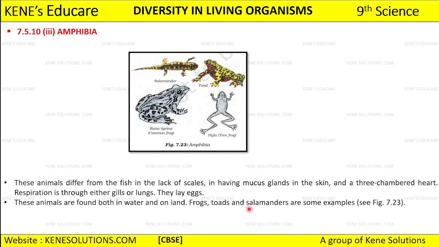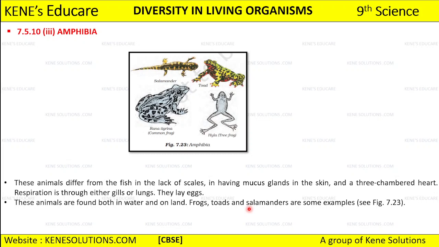Remember about them that their heart is three-chambered. They have a mucus gland in the skin, and their body doesn't have scales. Respiration takes place through gills or lungs, and they lay eggs. And amphibians are found in water as well as on land.